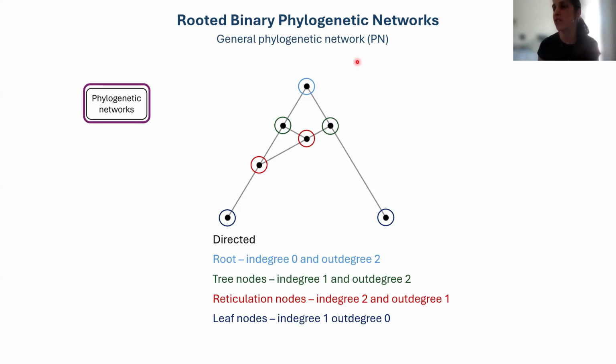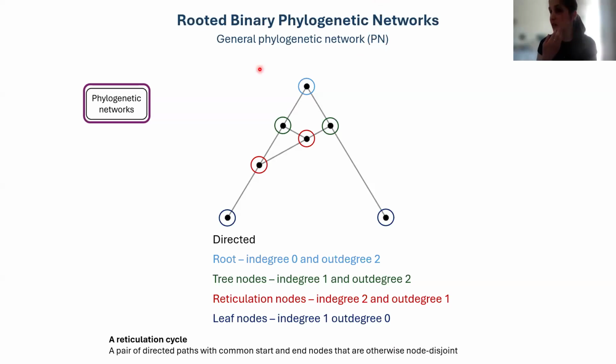My talk will be here about non-plane leaf-labeled networks, where the leaves are labeled by either extant species, populations, and so on. And the network describes the process by which they evolve from their common ancestor, the root.